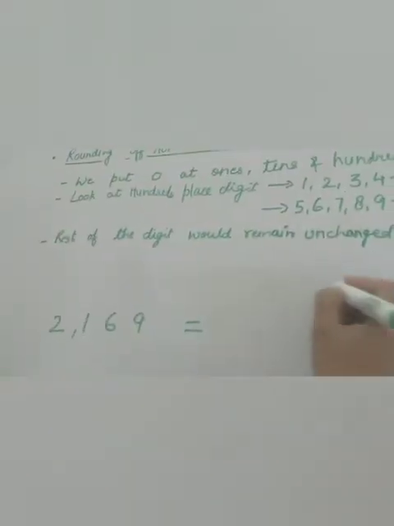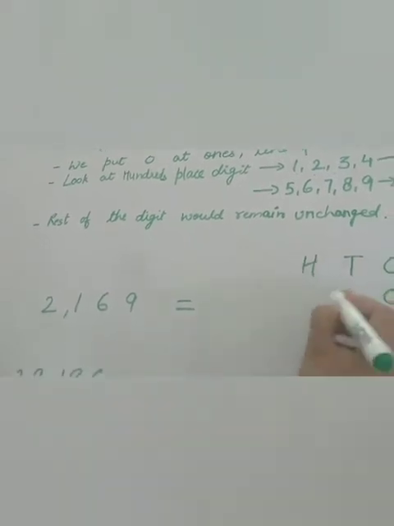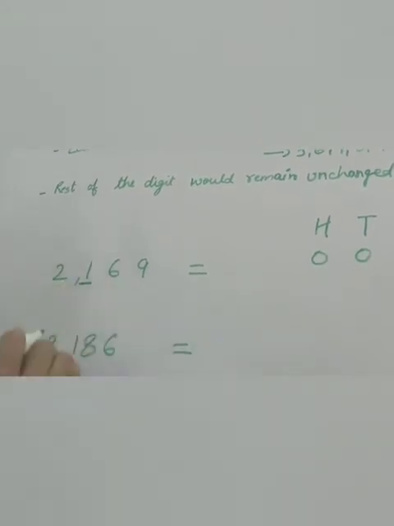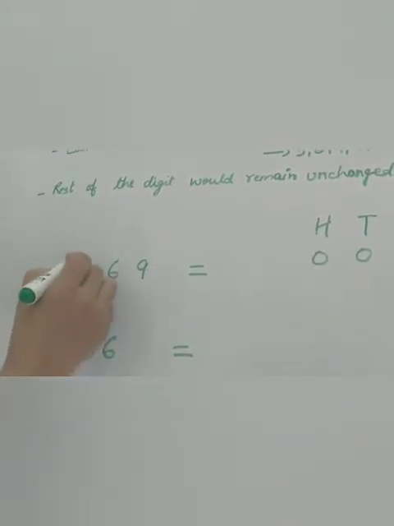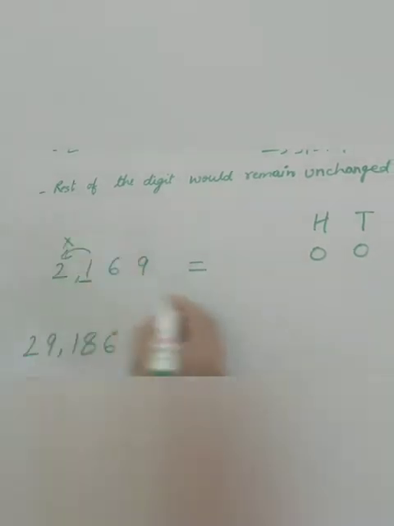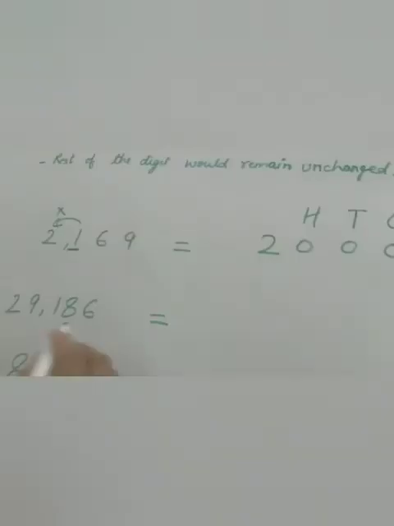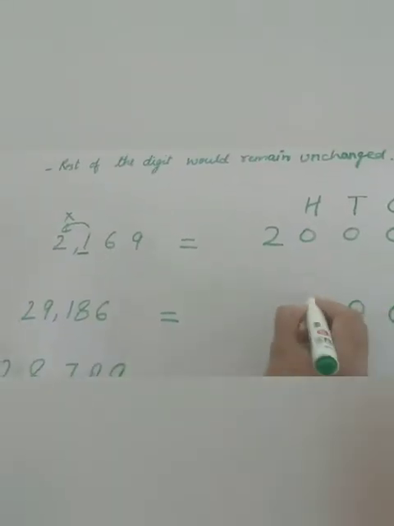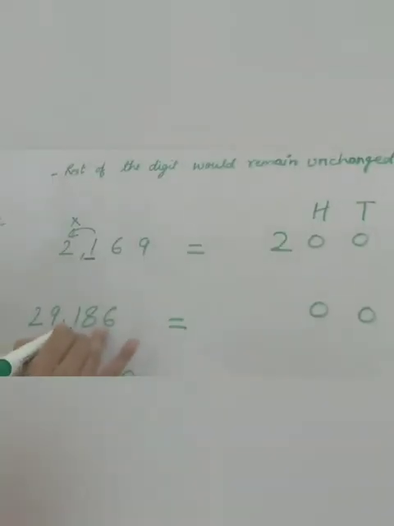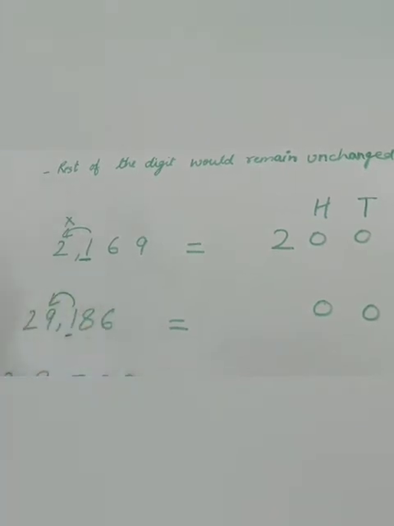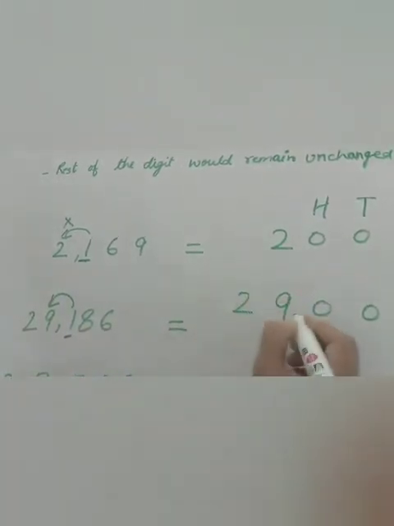Now see some examples. So first at ones, tens and 100 place we will put 0. Right. And now we will see the 100 place digit. This is 1. So we will not change any digit. So it will remain the same. So nearest 1000 will be 2000. Come to the next example. First put the 0 at 1s, 10s and 100 place. Now see the 100 place digit. It is also 1. So we will not change this digit. So it will remain the same.